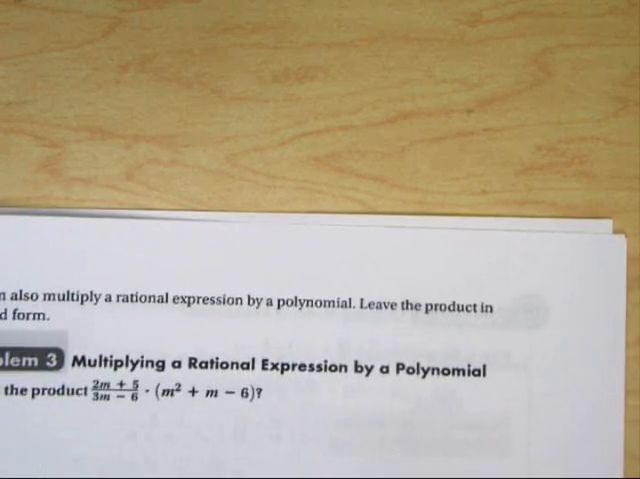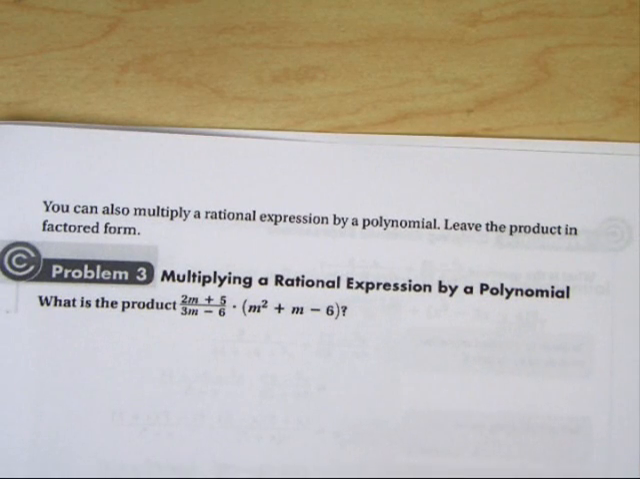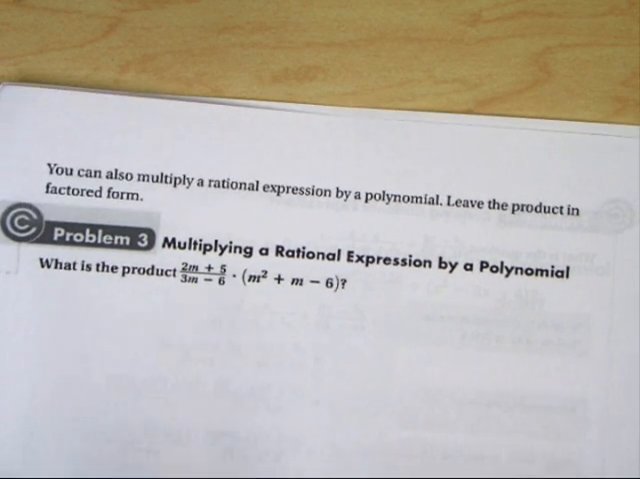Problem 3. In problem 3, you need to understand that you can also multiply a rational expression by a polynomial. And you're going to leave the product in factored form, which is what you guys have been practicing anyway.